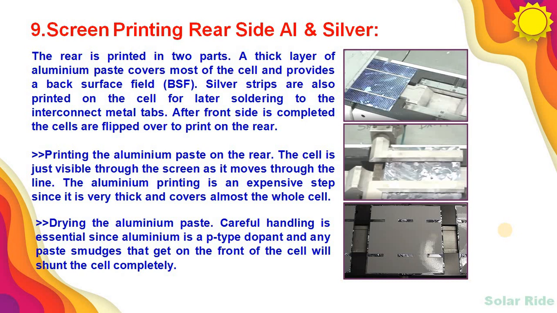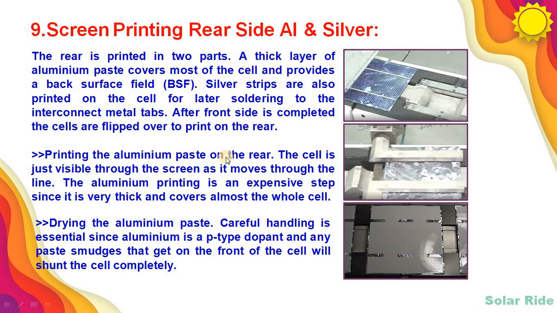Silver strips are also printed on the cell for later soldering to the interconnect metal tabs. Those on the back side we call bus bars, for soldering and interconnection purposes. That's why here we print the bus bars for solderability. After the front side is completed, the cells are flipped over to print on the back side.